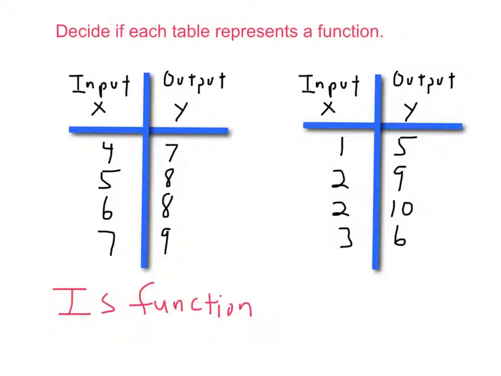Now in this second example, the input 1 does lead to exactly one output, 5. The input 2, however, look at it, appears twice as an input. So the same input 2 has an output of 9 and it has an output of 10. So that right there is going to prevent it from being a function because we have the same input 2 with 2 different outputs, and a function cannot have that. So this is not a function.